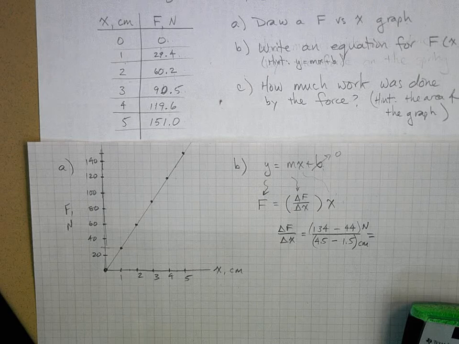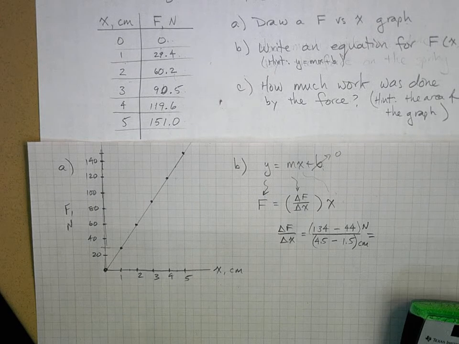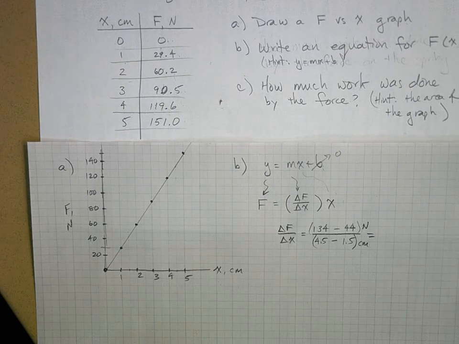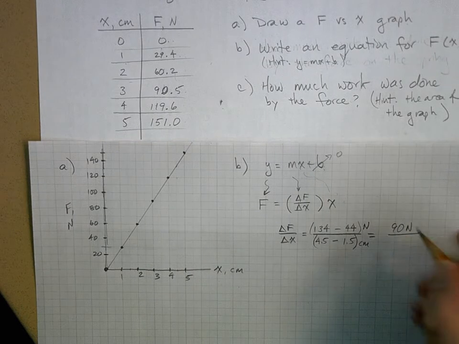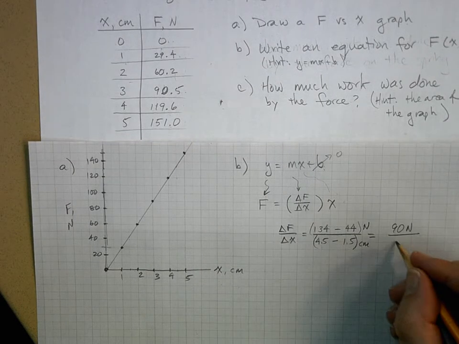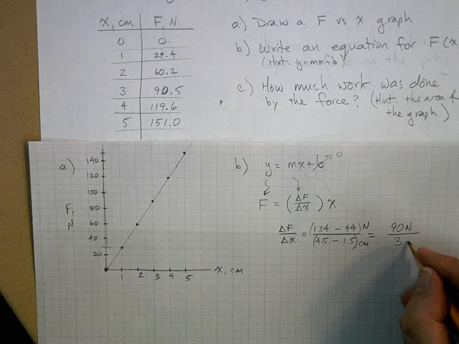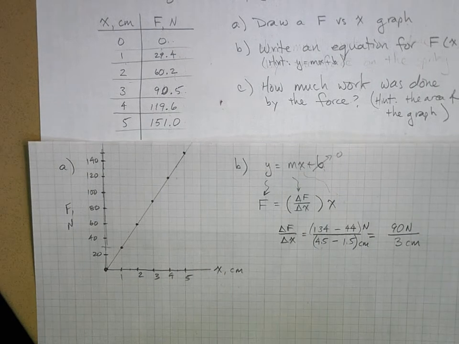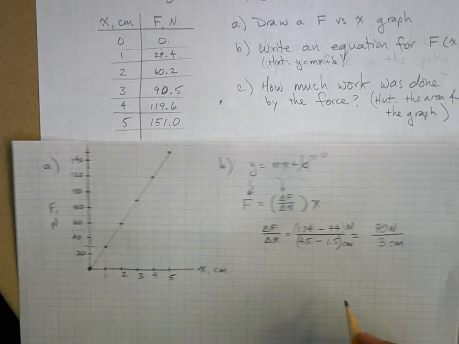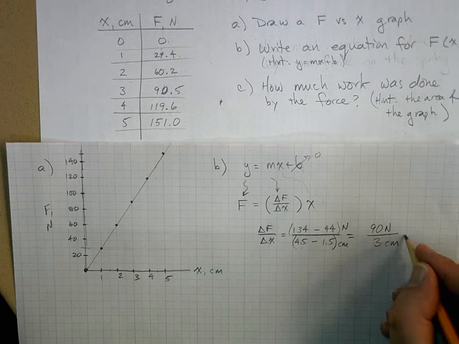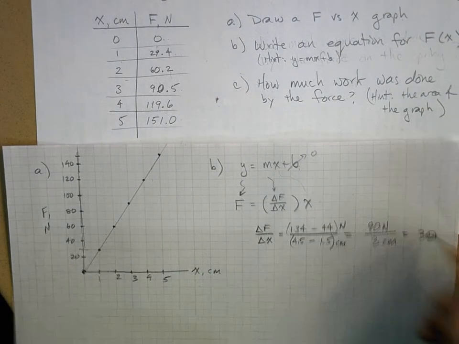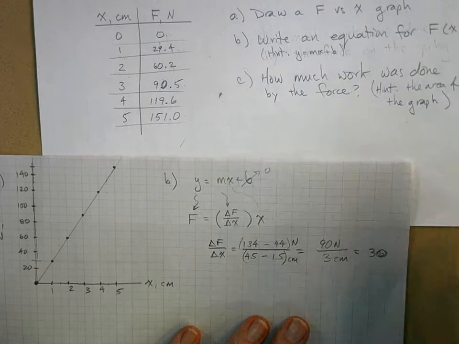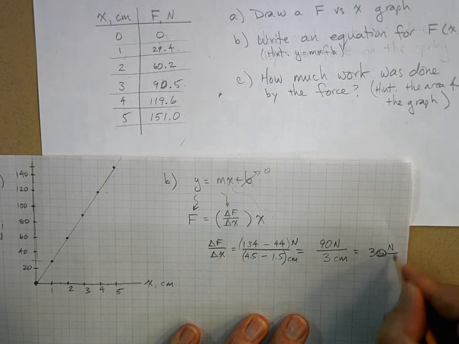134 minus 44 equals 90. And then this is 4.5 minus, so that's 3. And I get the slope of 30. Right, 30 newtons per centimeter.